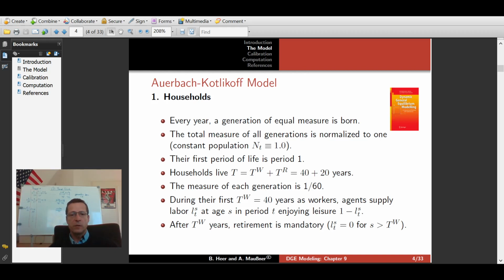During the first 40 years, T_W, the working years, they are workers and supply labor, l_{s,t}, so labor supply at age s in period t. Total time is normalized to 1, so that 1 minus l_{s,t} is also leisure. And labor supply will be endogenous. After T_W years, after 40 years, they retire. Retirement is mandatory. There are of course also models of endogenous retirement where people choose when to retire, but in our model it is exogenous, and they supply 0 labor. The leisure goes up to 1 for those aged s larger than T_W.